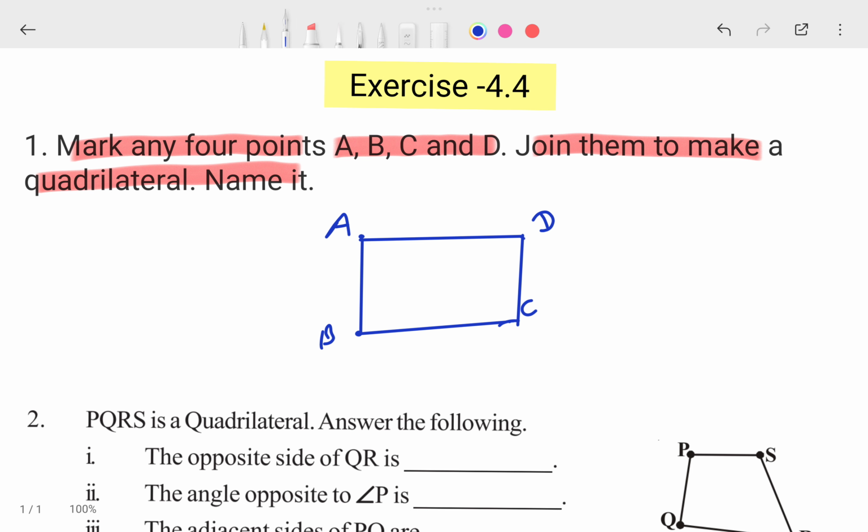So one quadrilateral is already made. This is A, this is B, this is C, and this is D. And what is its name? The name is ABCD, from A to B, B to C, C to D, and D to A. Now is it clear or not? This is called a quadrilateral, and it is made from A, B, C, D. Is it clear? Right.